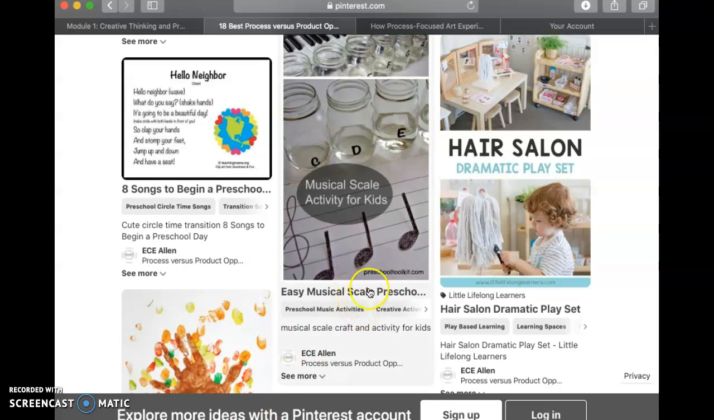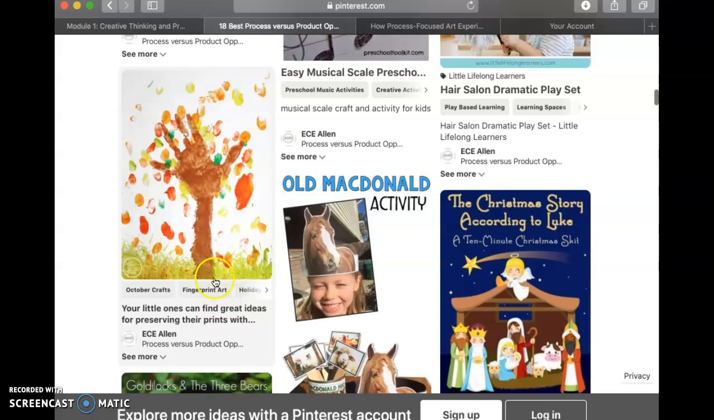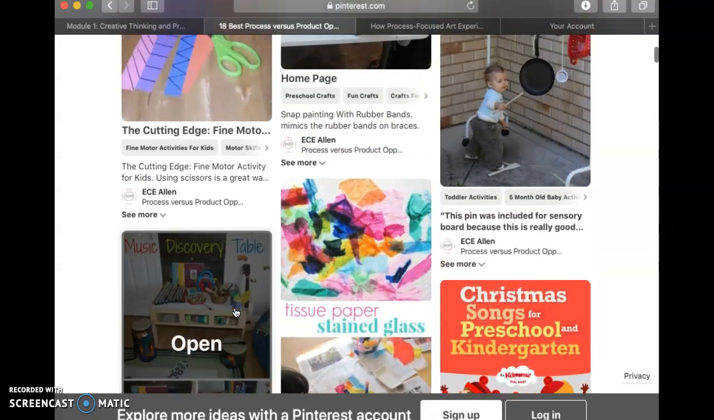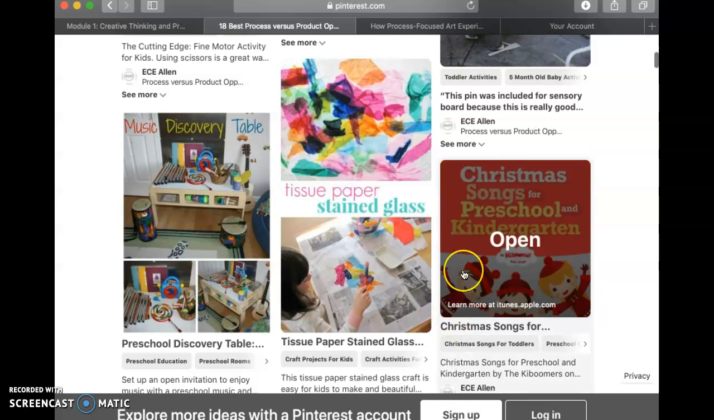For example, the musical scale activity for kids. When you click on it and open it, they're matching notes, but they're also exploring with the sound. If they're exploring with the sound, notice the word I used, is that process or product? If a child is told we're going to make a tree with our handprints, is that a product or a process? Versus we're going to make a design and there's art sitting out, like tissue paper. Is that process or product?